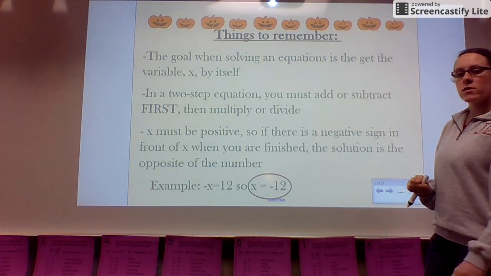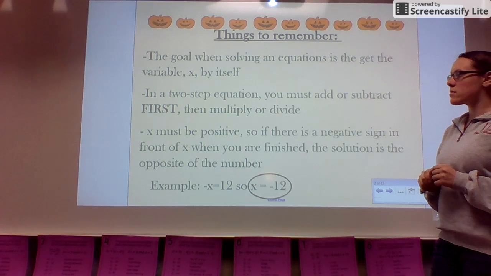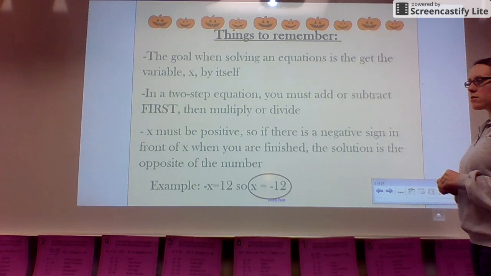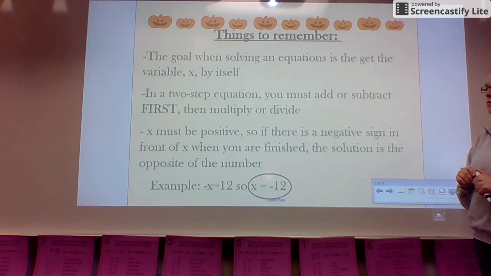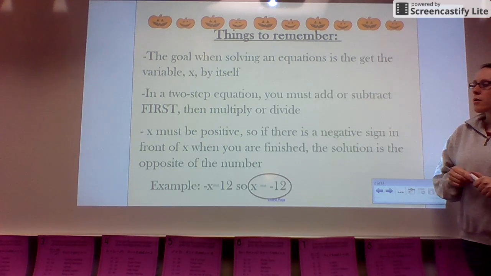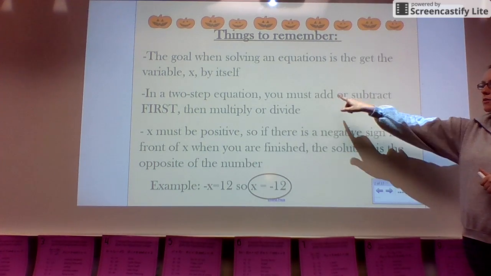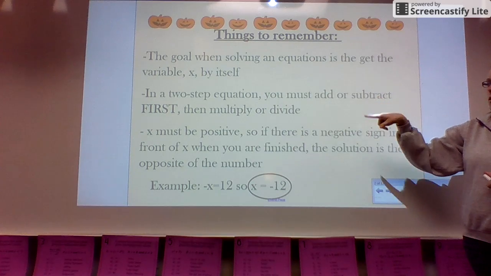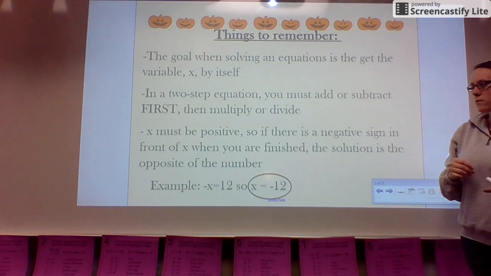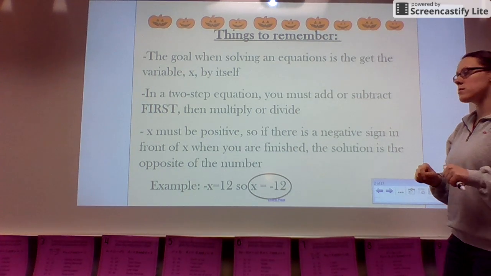The goal in solving an equation is to get the variable x by itself. So we always want to get x by itself on its own side of the equal sign and everything else on the other. Remember, in a 2-step equation, you have to add or subtract first. That's your constant. Then you multiply or divide by the coefficient, the number before the x.